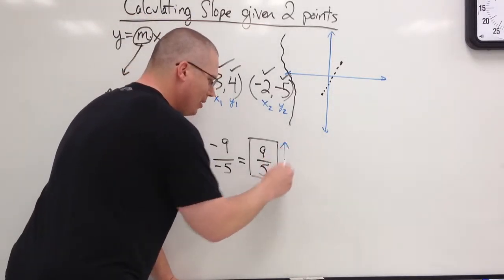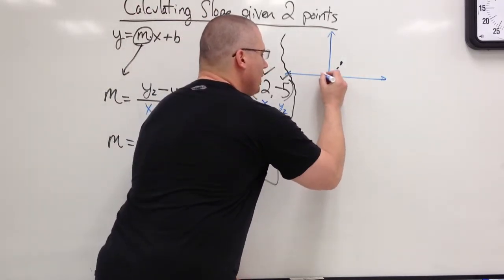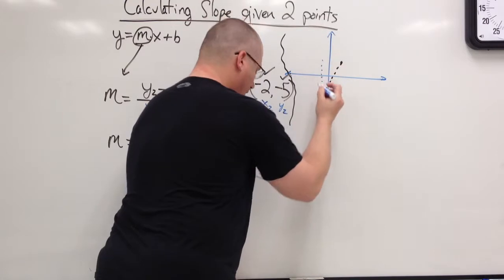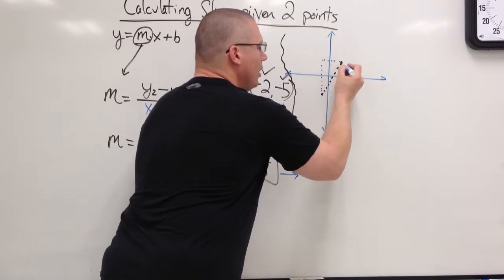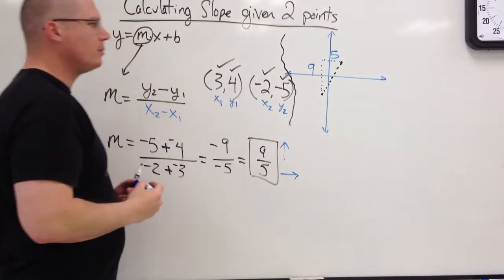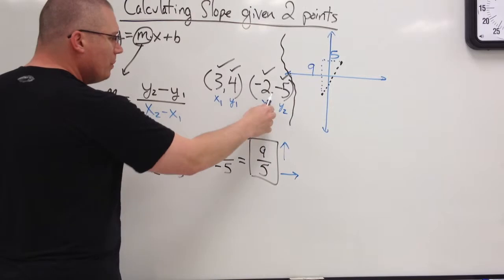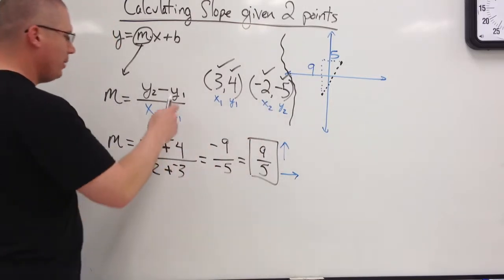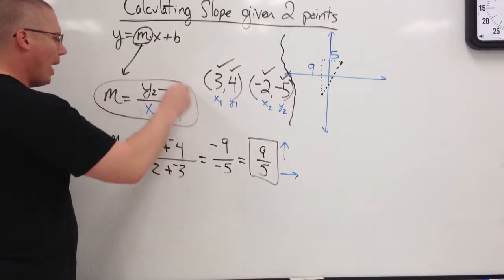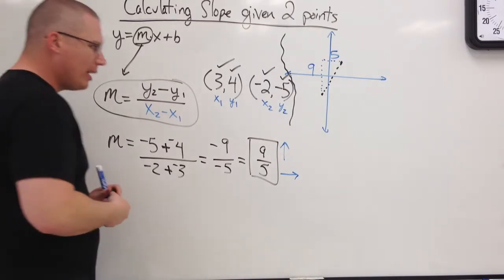Rise 9, run 5. Rise 9. 1, 2, 3, 4, 5, 6, 7, 8, 9. Run 5. 1, 2, 3, 4, 5. That's my slope. 9 and 5. So if you're given two ordered pairs and they ask you to find slope, simply use the formula y2 minus y1, x2 minus x1. Let's take a look at one more example.